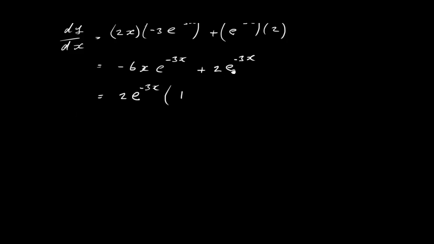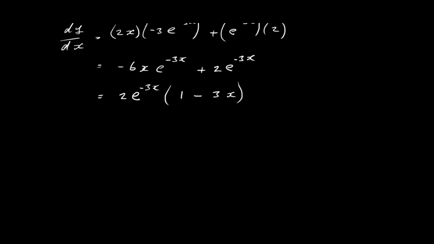So I've just divided by 2e to the power of minus 3x here first. Now I'm going to do this one here. So it's going to be minus, well, 2 into 6 is 3, and then we have x as well. So that should be it, I think. Yeah, that should be it.